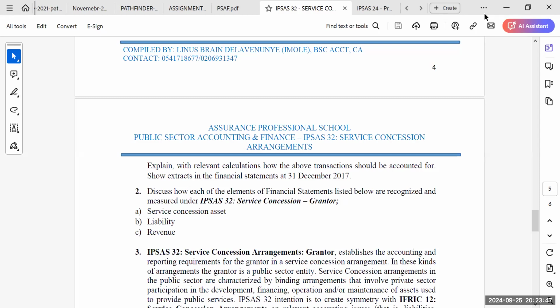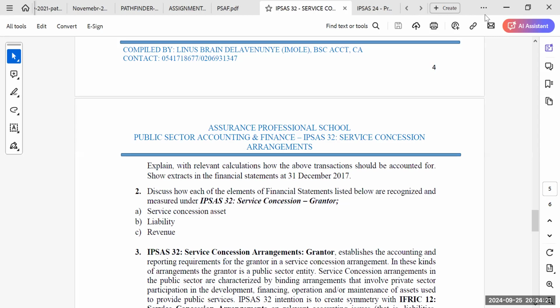A service concession asset arising from a constructed asset will give rise to a service concession liability. Okay, and the liability should initially be measured at the same value of the concession asset, which is the fair value. Okay, they are not talking about any of the models. So it should be measured at the initial value of the constructed service concession asset.